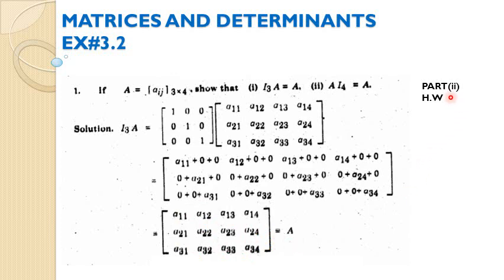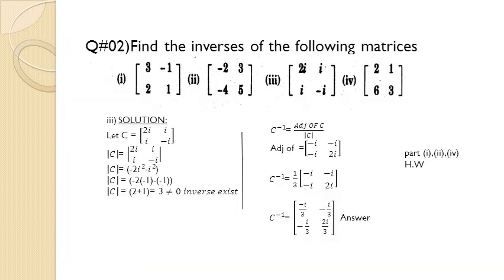So part 2 is the homework. Question number 2, find the inverse of the following matrix. I did part 3 for you. Parts 1, 2, 4 are the homework, because part 3 is in the iota form, so I did it for you in the iota form. The same questions, part 1, part 2, part 4, you can do it.